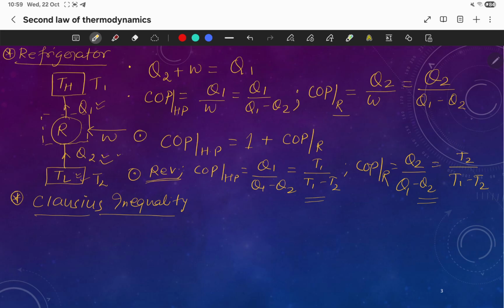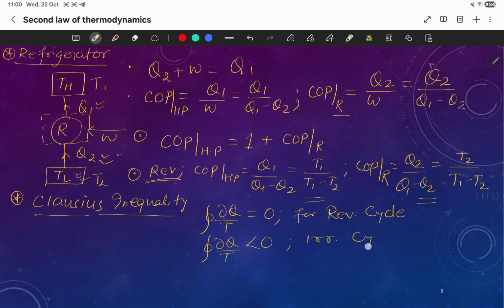So here it tells three conditions. So first relation is: the cyclic integral of del q upon t is 0 for a reversible cycle, and the integral of del q upon t is less than 0 for an irreversible cycle.